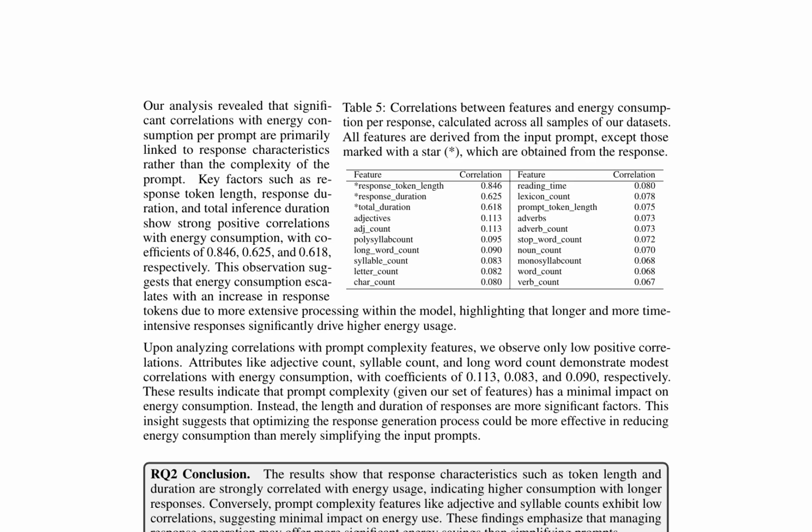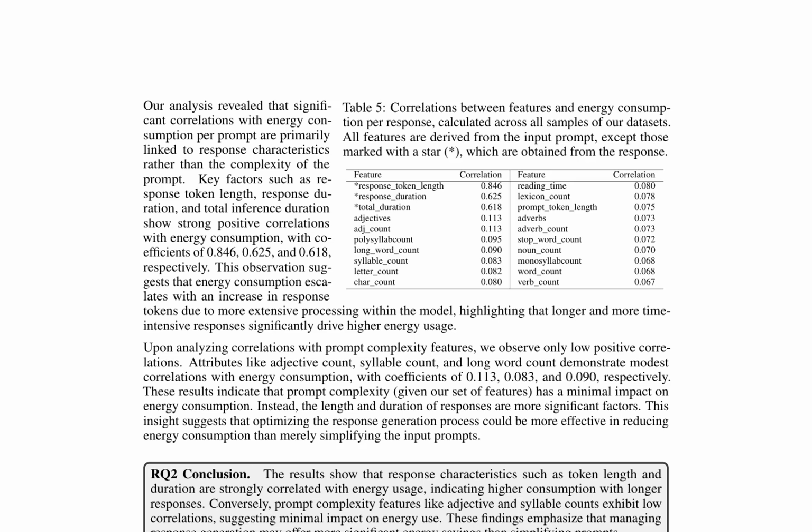This research examines the correlation between input prompt features and energy consumption per response in large language models, LLMs. The analysis reveals that response characteristics, such as token length and duration, are strongly correlated with energy consumption, whereas prompt complexity features exhibit low correlations. The results suggest that optimizing the response generation process could be more effective in reducing energy consumption than simplifying input prompts.